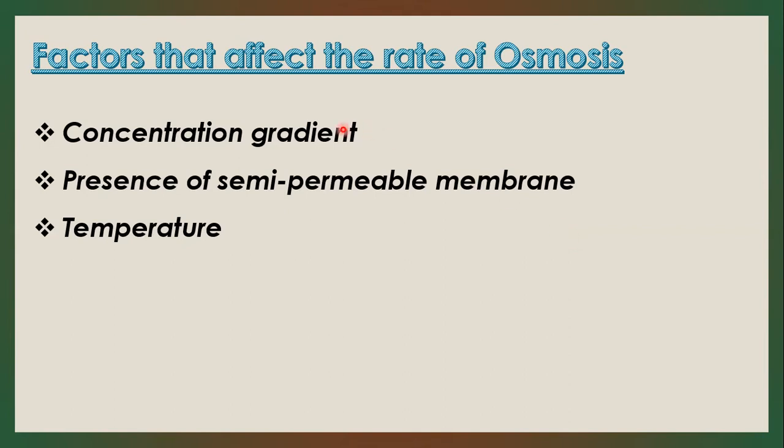So these are the factors that affect the rate of osmosis. 1, there should be concentration gradient. 2, presence of semi-permeable membrane. And 3, temperature.